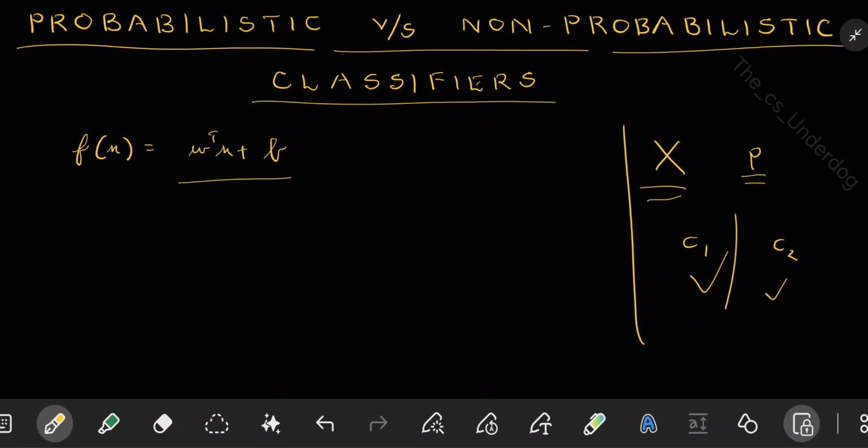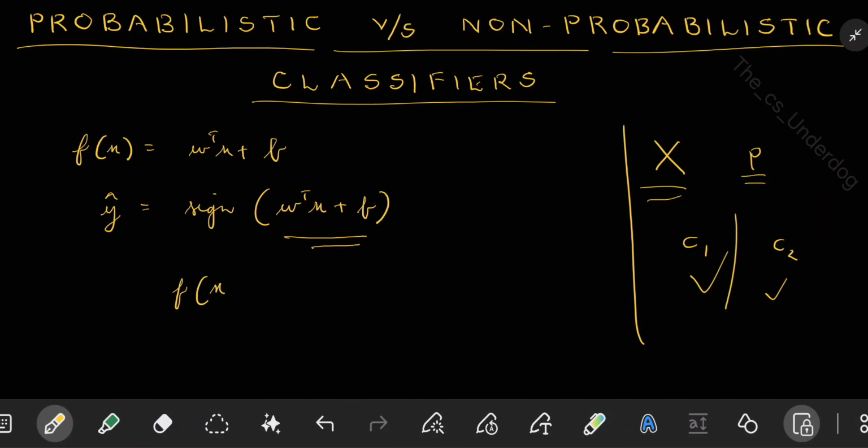This time you don't have any probability. You just have this score f of x. Then you will say my y cap will be the sign of w transpose x plus b, which means if the value of f of x is greater than 0, then I will say it is class 1. If the value of f of x is less than 0, then I'll say it is class 2. This is what I am going to do in a non-probabilistic classifier.